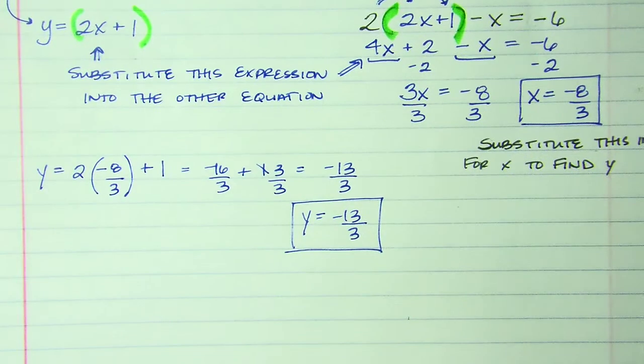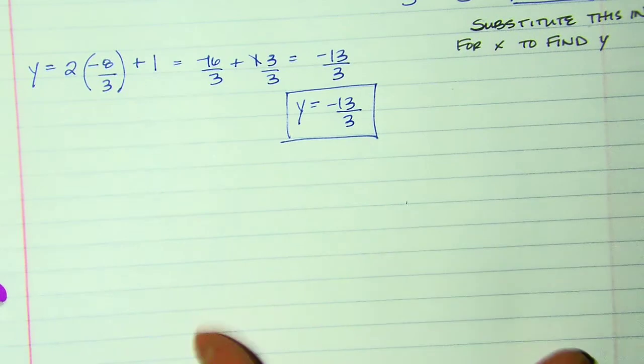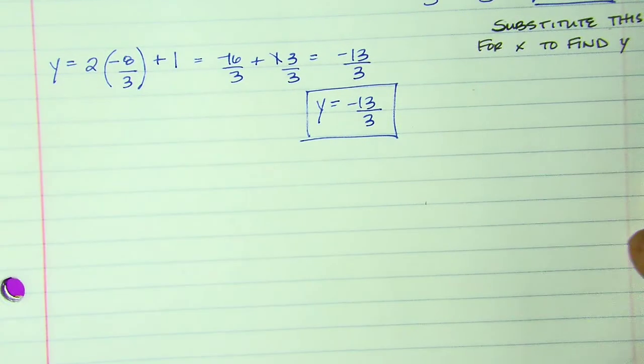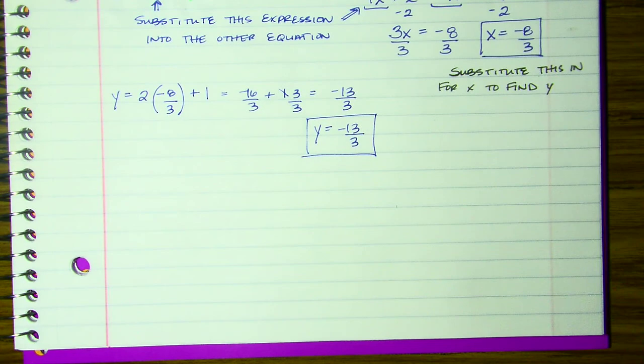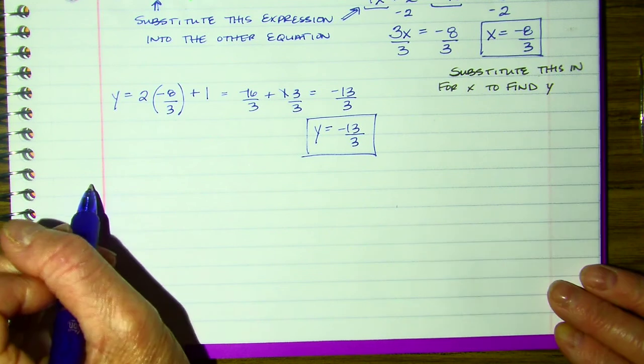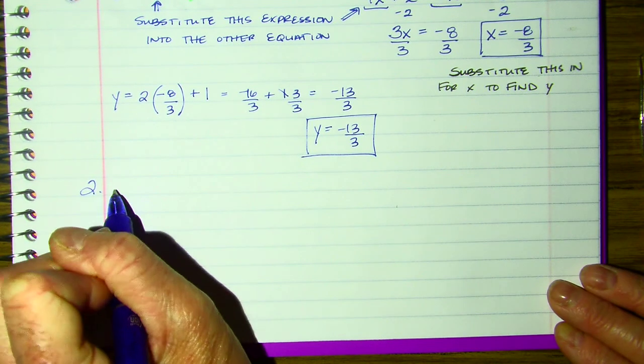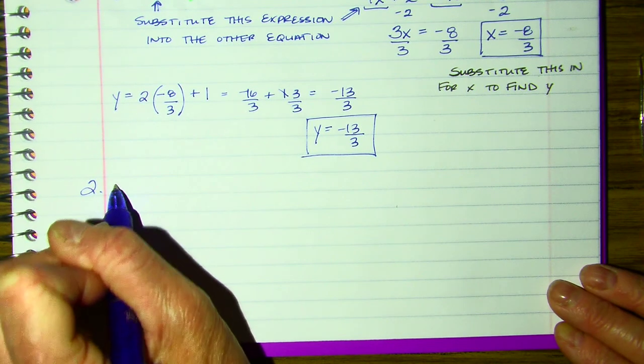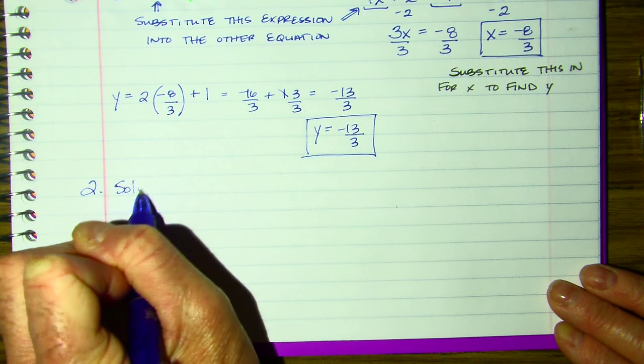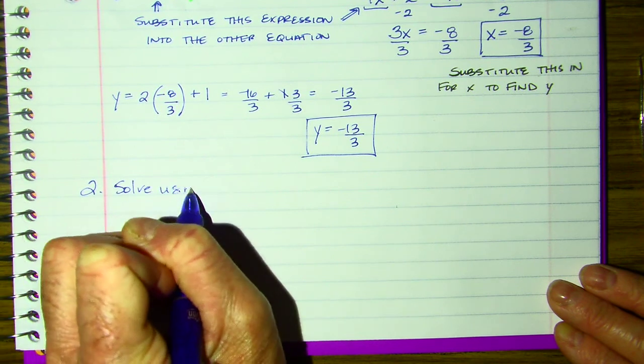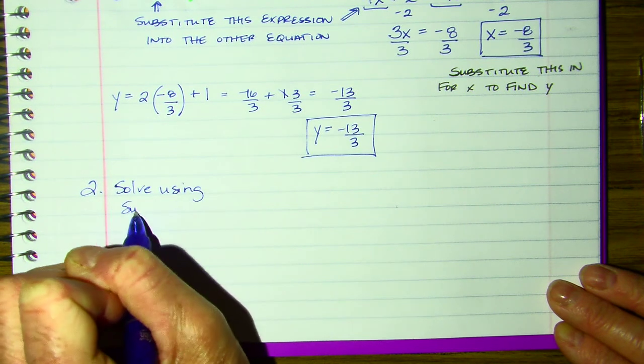So let's try that again. I'll try to get my work to flow a little bit better than what I did. I kind of write all over instead of vertically or horizontally. So let's try another one. We're going to solve using substitution, okay?